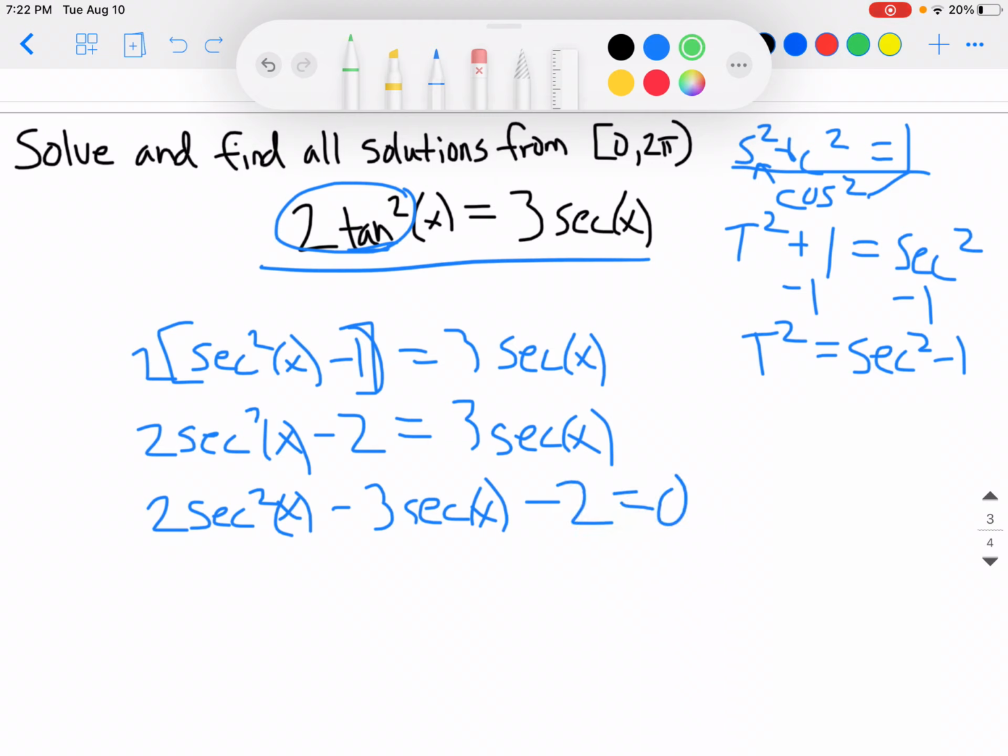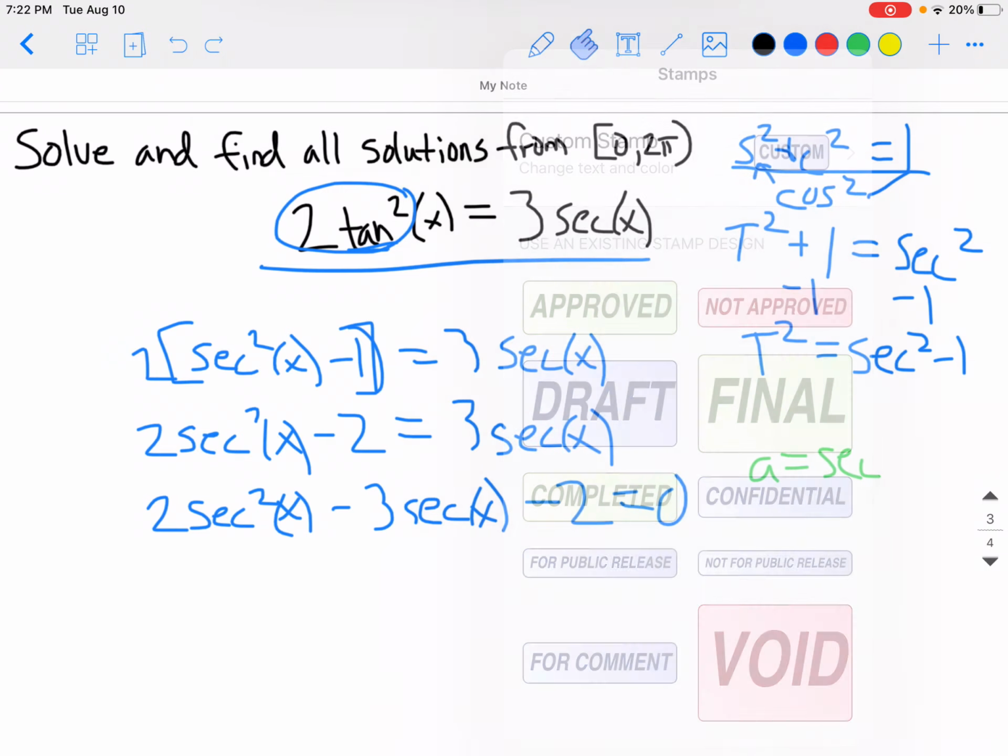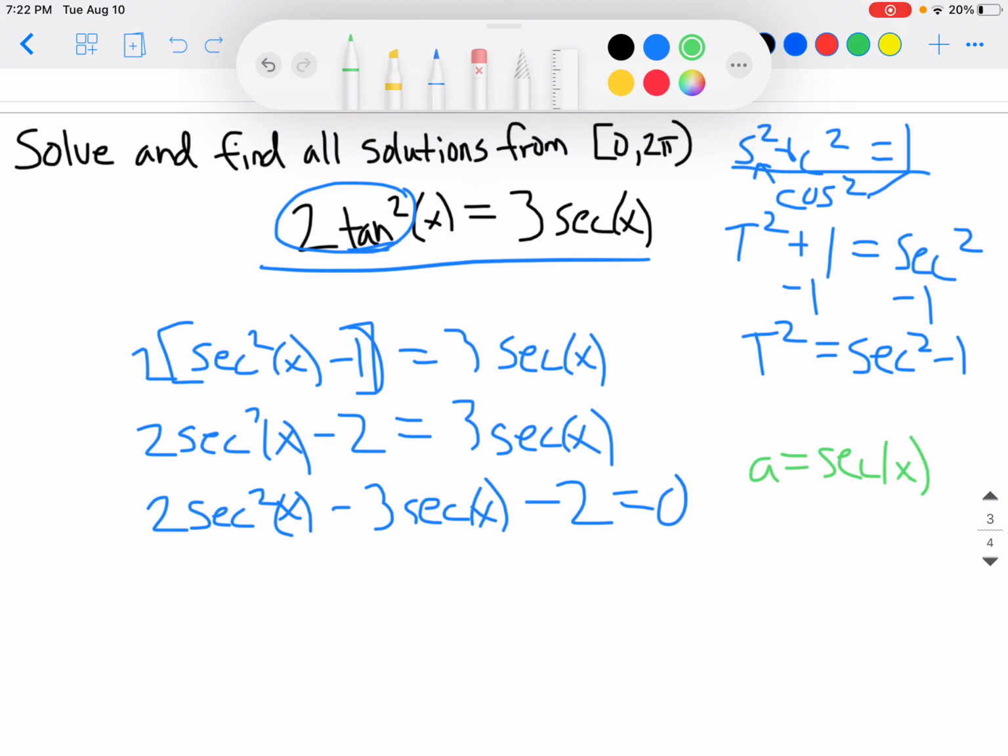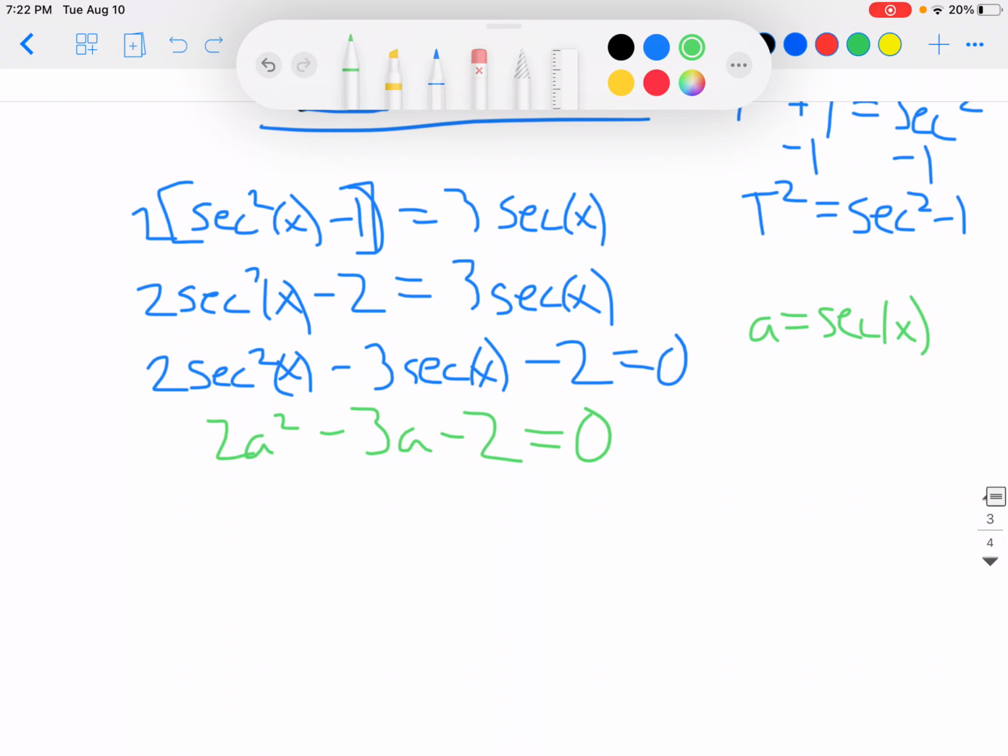Now at this point, I'm going to do a little bit of substitution. I'm going to say a is equal to secant of x. The reason I'm doing that is so it looks more familiar: 2a squared minus 3a minus 2 equals 0. When there are trig functions, it's hard to realize we're just dealing with a quadratic that needs to be solved.